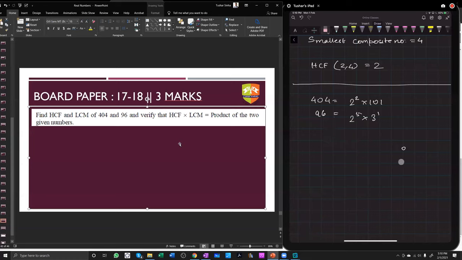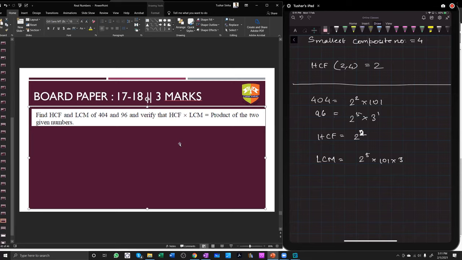So now what is HCF? HCF is still 2 to the power 4. LCM will be 2 to the power 5 into 101 into 3.